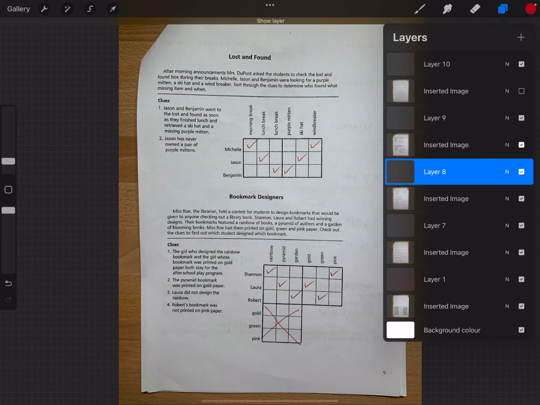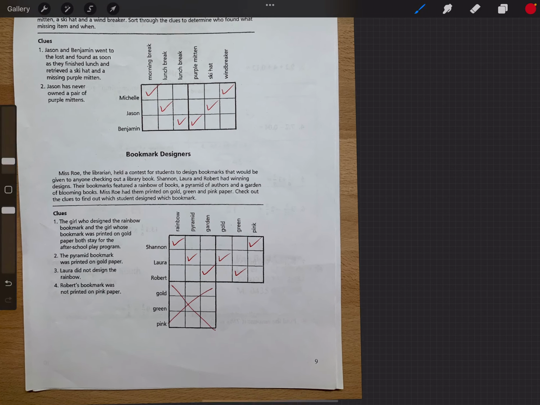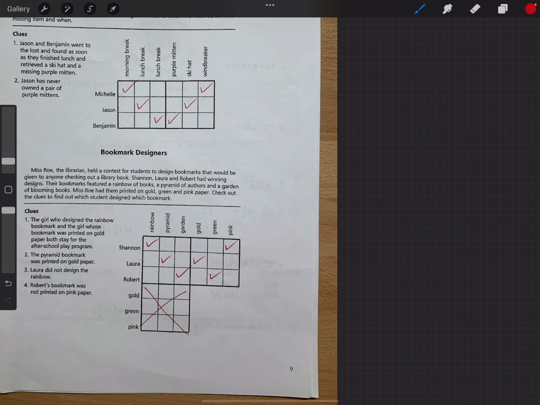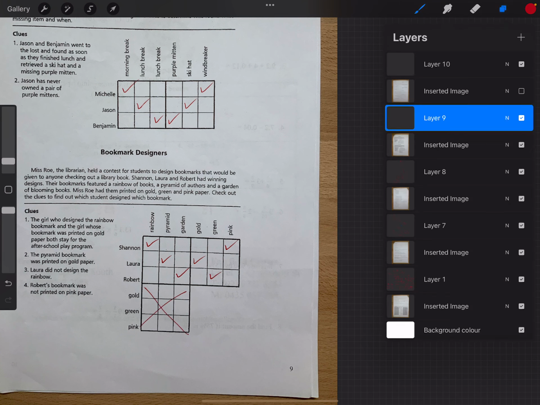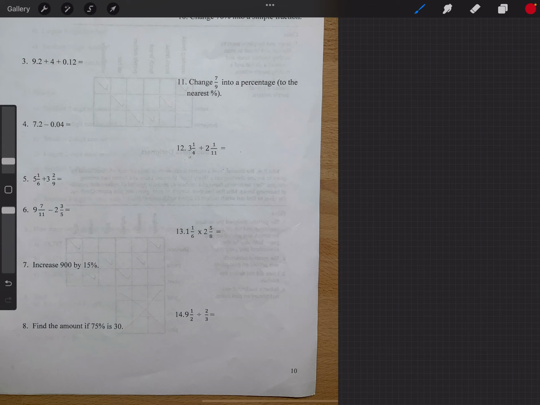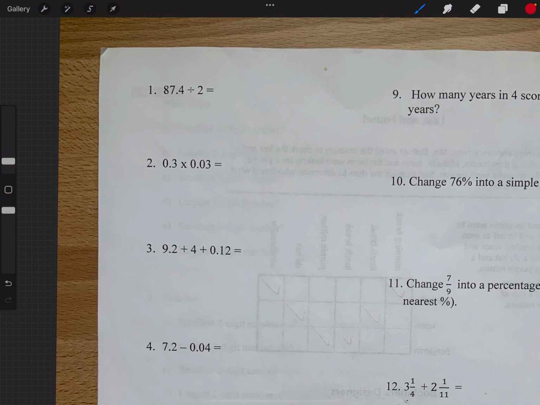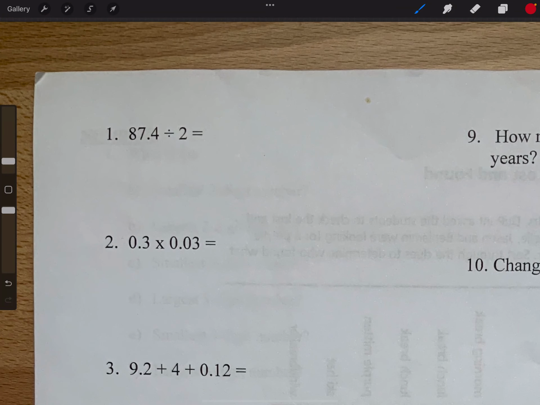Next page. This page we've done already, so the answers are there. We've done this in class for the most part. And last page. These are revision questions. You can do this.